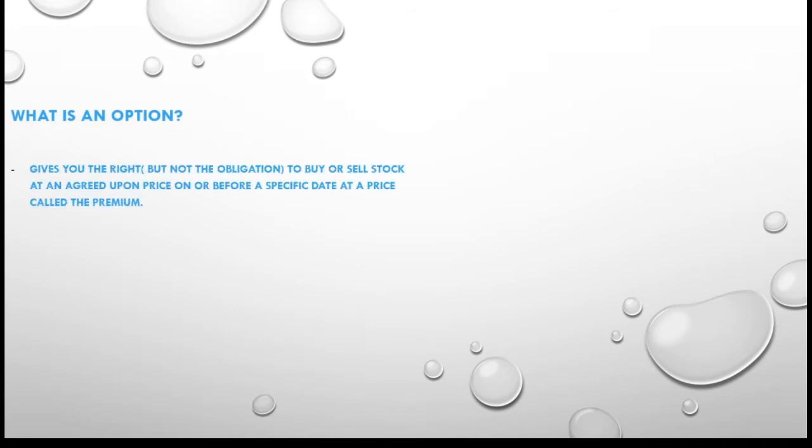So, what is an option? An option is a contract that gives the option buyer the right to buy or sell stock at an agreed upon price on or before a specific date, with the option itself costing a price called the premium. Option buyers pay the premium, and option sellers will receive the premium. Now, there are two types of options, calls and puts.